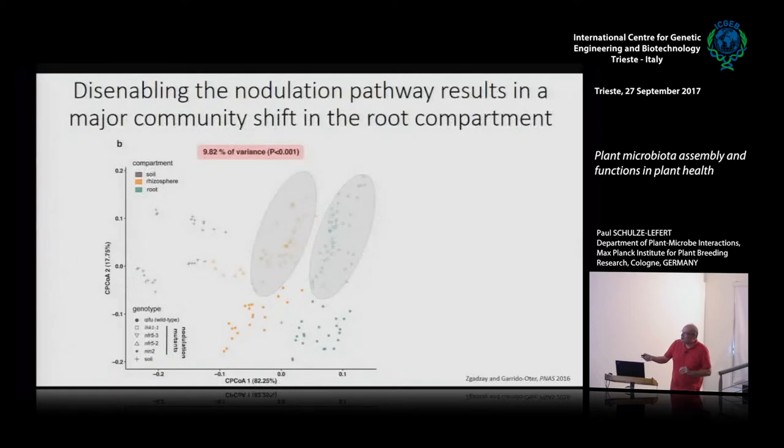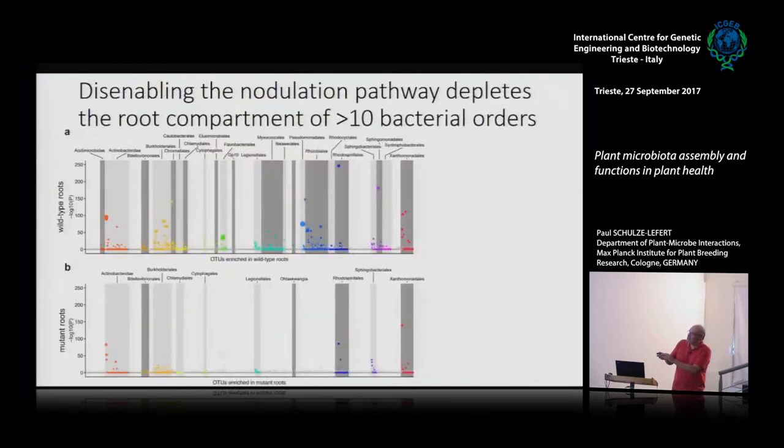And this community shift is remarkably complex, and that is illustrated here, where we now look in the wild-type roots at the bacterial orders, so the taxonomic groups of bacteria that are enriched in roots. And you find, of course, rhizobia enriched, the Burkholderiales, and you know, Acidobacteriota. These are all bacteria that become enriched in the lotus wild-type roots. If you compare to the mutant roots, you can see that there are several bacterial orders, the Rhizobiales undetectable here, the Burkholderiales almost completely depleted in the root. The Myxococcales, it's the same. So in total, disabling genetically the nodulation pathway depletes the root compartment of more than 10 bacterial orders. So it's really a very complex depletion of multiple bacterial orders.